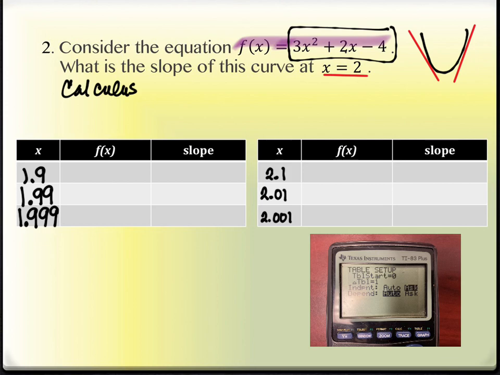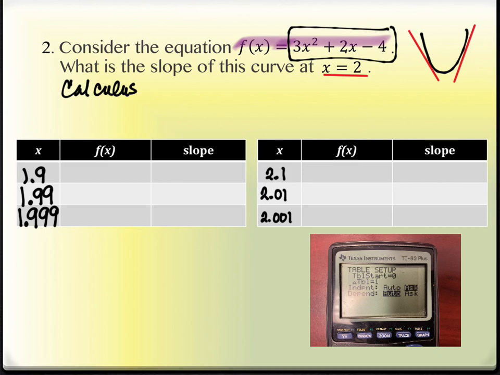Once you have that in y equals, I want you to go into your table. So you're going to hit second graph. If there's anything in this picture already, just hit delete on the x values. Just hit delete, delete, delete until they're all gone, okay? You don't need them, delete them out. So you should have a completely blank screen. It should have a column for x and a column for y1. Does anyone's not have the y1 on it?